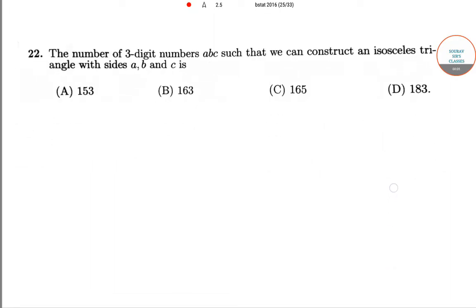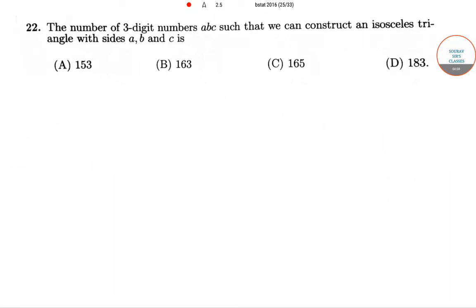Today we will be solving the ISI B.Stat question paper of year 2016. Today we will be solving question number 22. In question number 22 it has been said that we need to find out the number of 3-digit numbers ABC such that we can construct an isosceles triangle with the sides A, B and C. The options are 153, 163, 165 and 183.